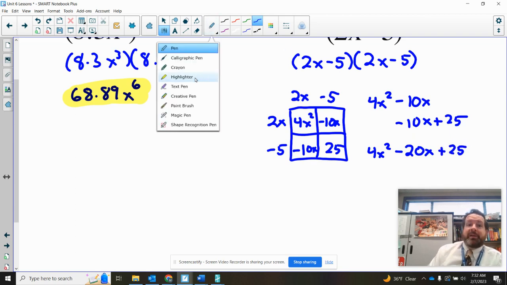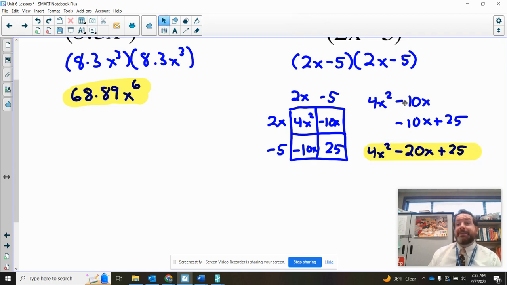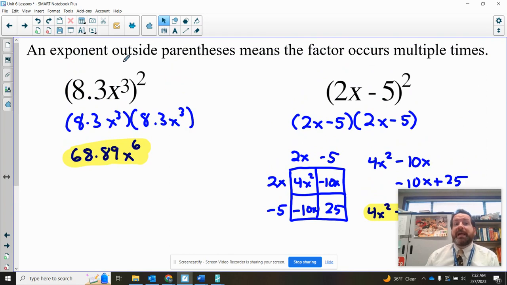If your x terms, your middle terms here, have the same sign, there's going to be x's left over in the end, so please be mindful of that. So take away from here, an exponent outside parentheses just means that what's in the parentheses gets multiplied by itself.